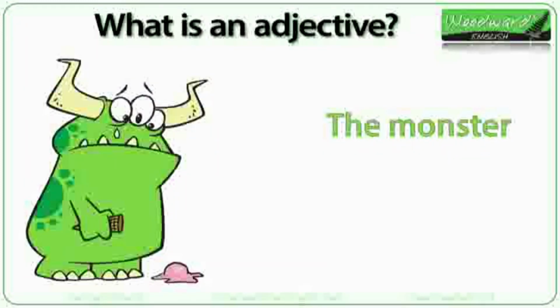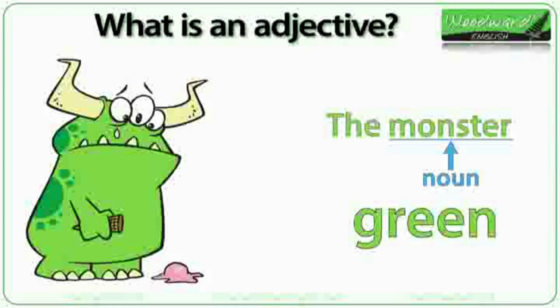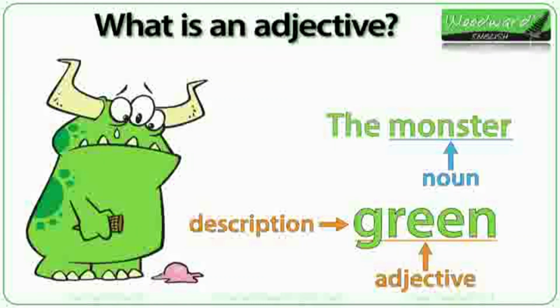The monster. Monster is the name of a thing. Monster is a noun. There is no description of the monster. Describe the monster. How is the monster? Green. Green is a color. Green is a description of the monster. Green is an adjective.